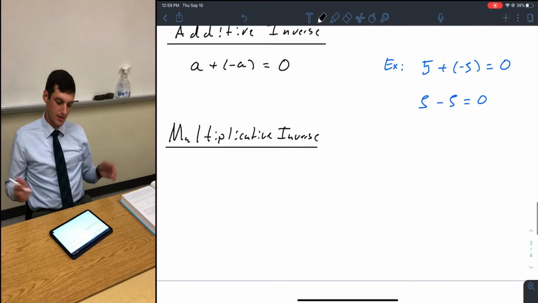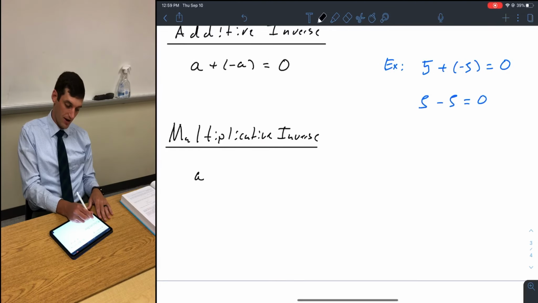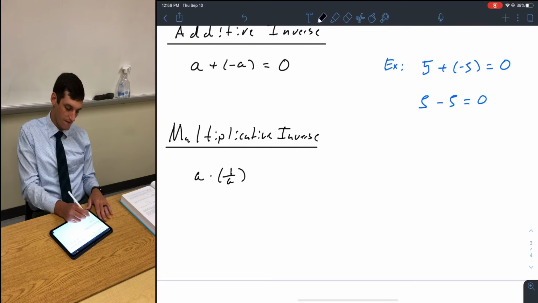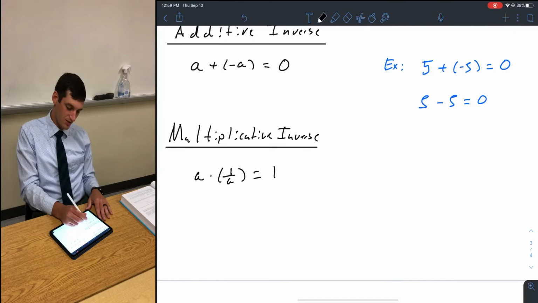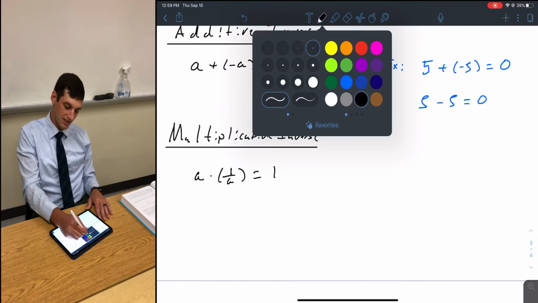Multiplicative inverse, so we're multiplying. Let's write our A out, and we're going to be multiplying, so there's a dot. And what are we going to be multiplying by? No, not negative A. It's going to be 1 over A. And what do you think it's going to give us? It is going to give us 1. All right, let's look at an example.